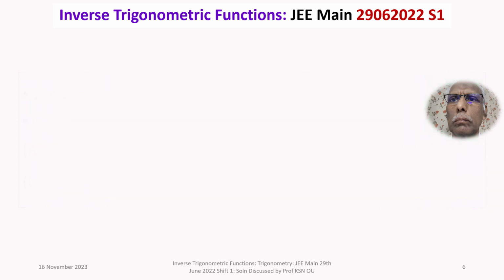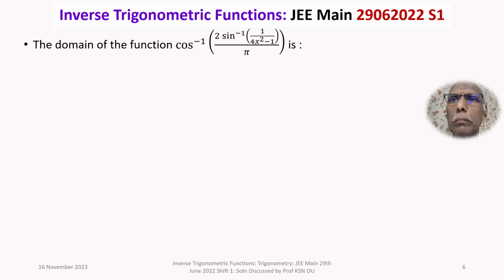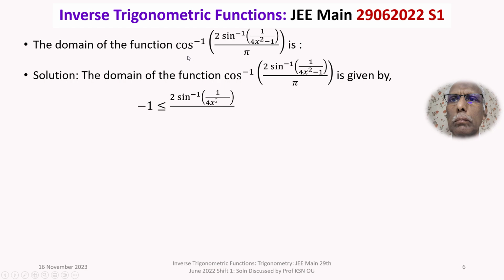We now discuss the solution of the problem in detail. We want to find the domain of the function cos inverse of 2 sin inverse 1 by 4x square minus 1 by pi. And the domain of cos inverse lies between minus 1 to plus 1. Cos inverse of theta, then theta lies between minus 1 to plus 1, including minus 1 and 1. This will be minus 1 less than or equal to 2 sin inverse of 1 by 4x square minus 1 by pi is less than or equal to 1.